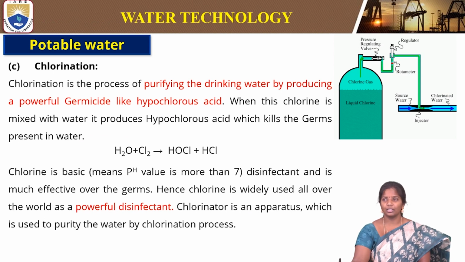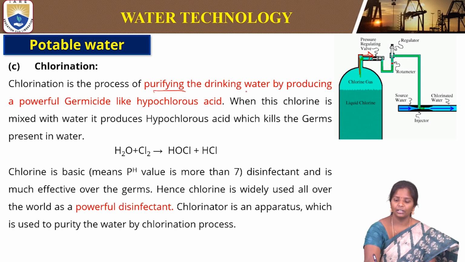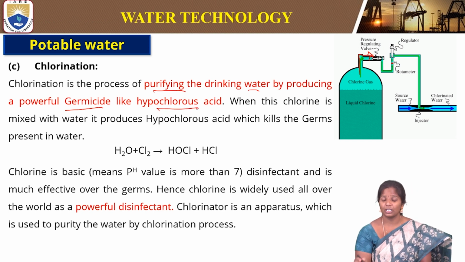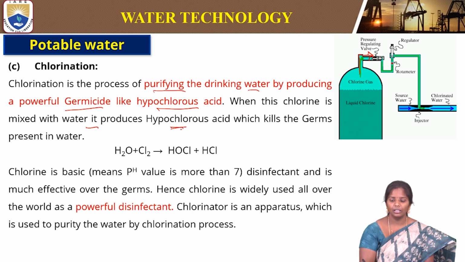Then the other method is chlorination. For removing microorganisms, chlorination is one of the methods. In any form, chlorine is a big disinfectant that can be used. Whether we use bleaching powder or chlorination, the chemical reaction is similar. Here we are using chlorine gas directly. It purifies drinking water by producing a germicide like hypochlorous acid. When chlorine is mixed with water, it forms hypochlorous acid, which kills the germs present in the water.